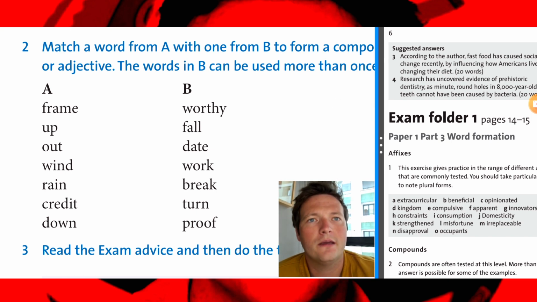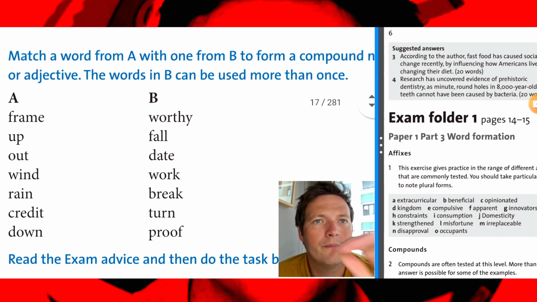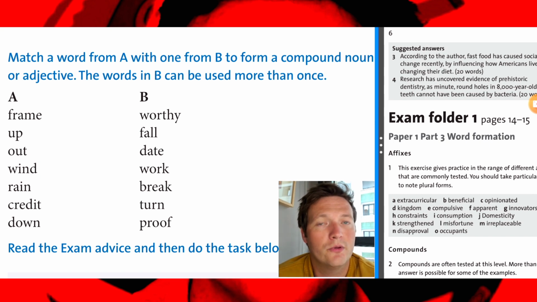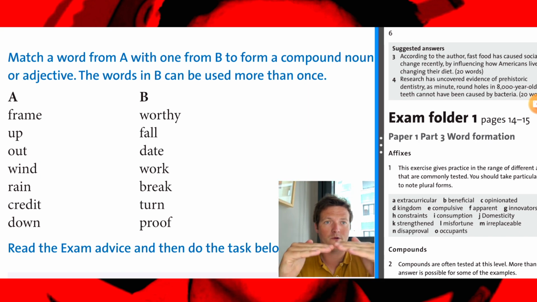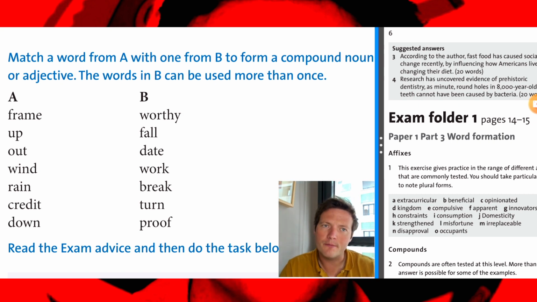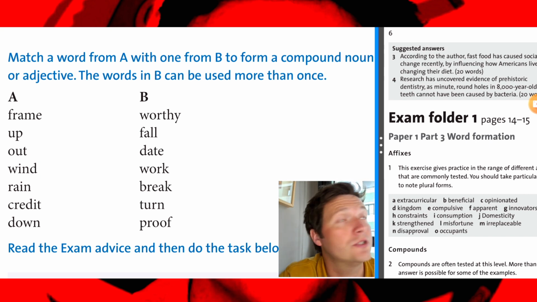Okay, so what we have to do here, it says match the word from A with B to make a compound noun or adjective. The words in B can be used more than once. Okay, so let's see how many I can come up with here, because I think there's going to be more than one. So frame, worthy, frame, full, frame, date, framework. Framework is like a framework. We often talk figuratively about the structure of something, the framework, right? And I guess physically as well, but literally, we talk about the framework of a structure, of a physical structure. Framework, frame break, frame turn, frame proof.